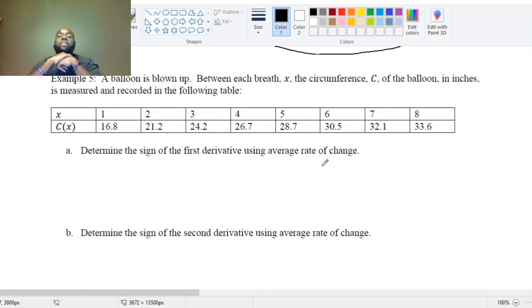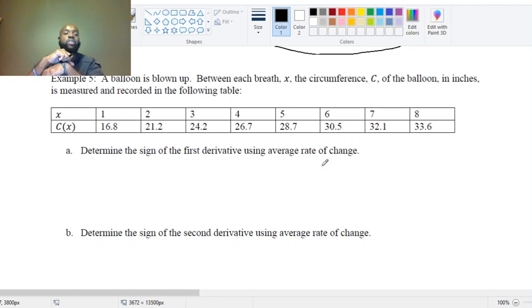Part A says, determine the sign of the first derivative using average rate of change. All right, now you can tell the sign of the first derivative without using average rate of change. I'm going to tell you that right now, right? The sign of the first derivative, when you're given the function, is determined by whether the function is increasing, decreasing, or neither increasing nor decreasing. As we look at these numbers in the table, we can tell that the function is increasing.